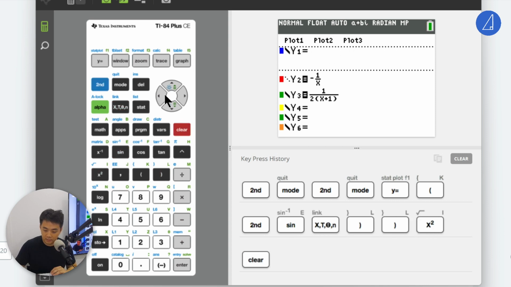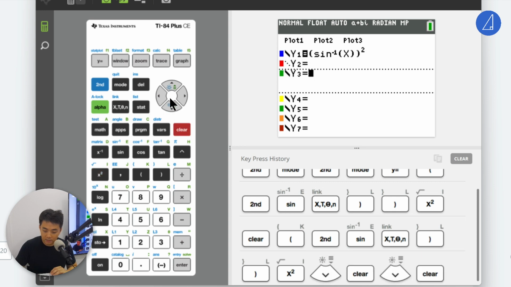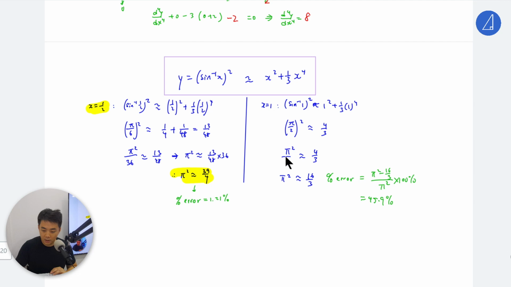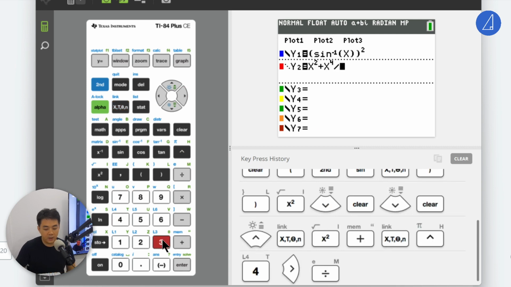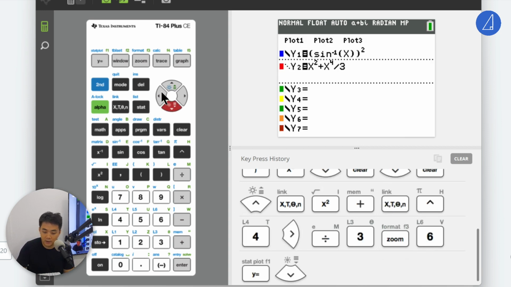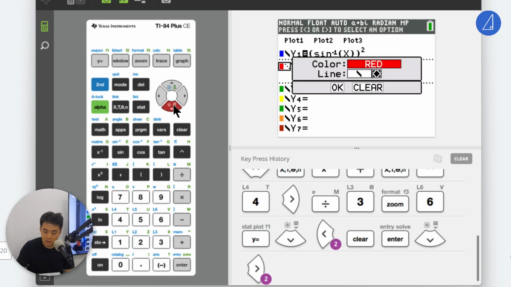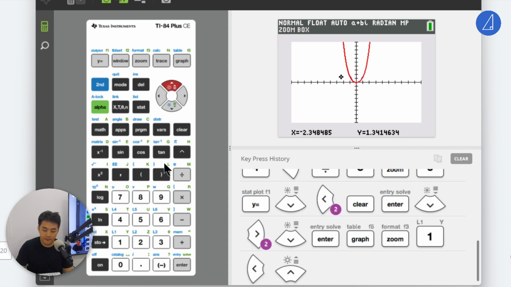Sine inverse x square. Then you clear it. Here you put x square plus x to the power 4 divided by 3. Okay. Then you graph it. Okay. Now this is, oh, I use a dotted line. So let me just clear this. This is the dotted line. So I'm gonna zoom box because there is a lot of wasted white space there.